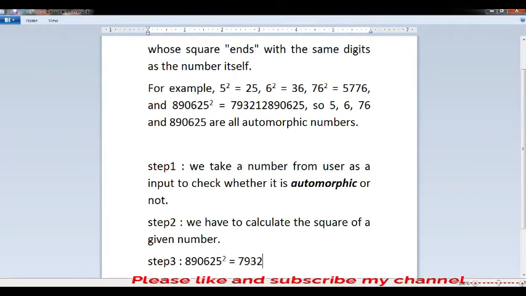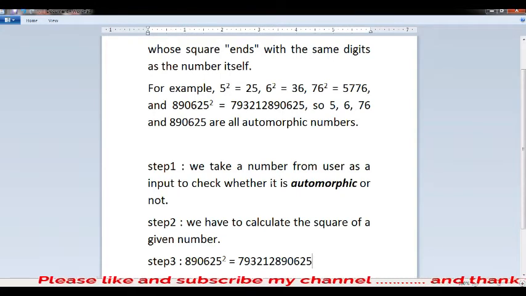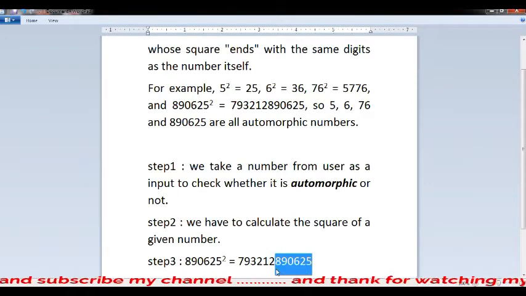Equal to 793212890625, okay, that's it. Then the only thing we have to do is separate these digits from the whole number. Then we compare it with the number itself. If it is found equal, then we conclude that it is an automorphic number.